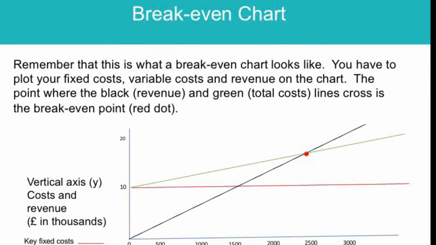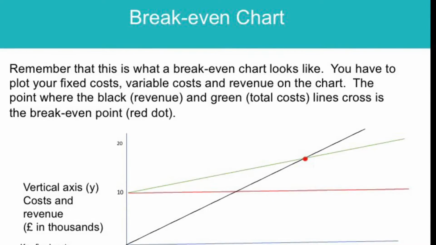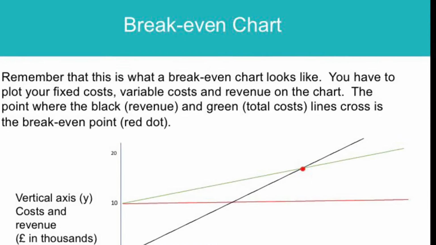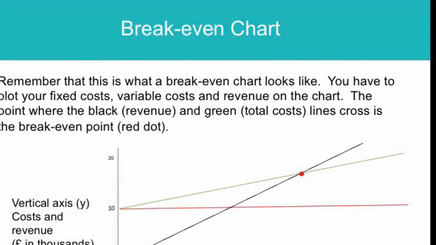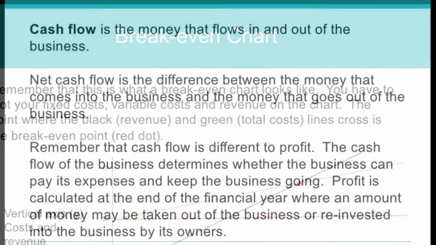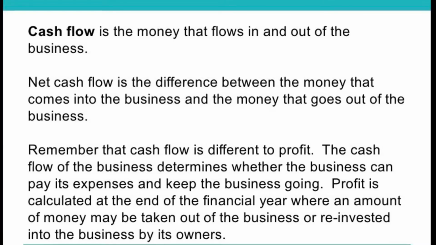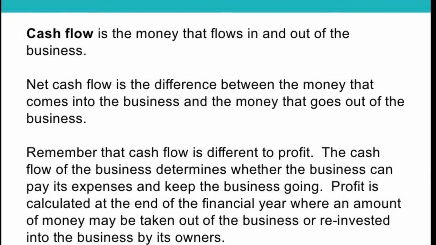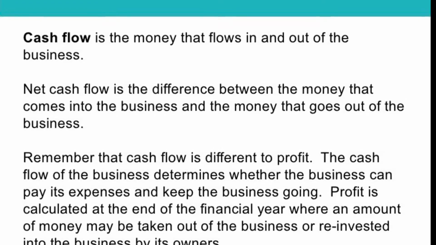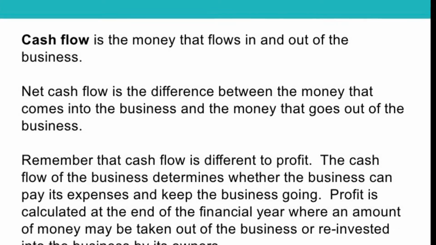You have to plot your fixed costs, which stay the same, your variable costs and revenue on the chart. The point where the black line and the green line cross is where the break-even point is, where you can see the red dot. Cash flow is the money that flows in and out of the business, so your income and your expenditure. The net cash flow is the difference between the money that comes in and goes out. So inflow minus outflow is your net cash flow.